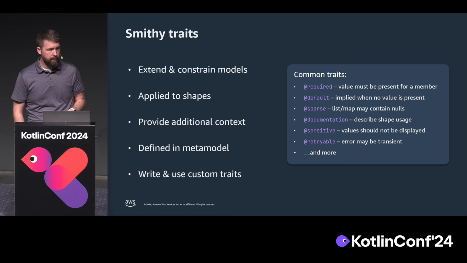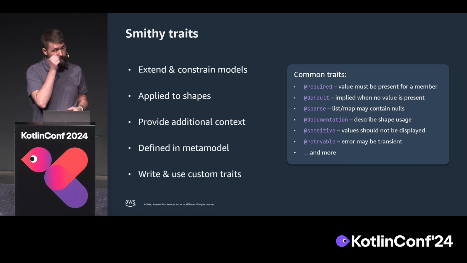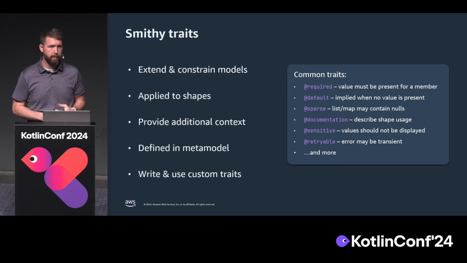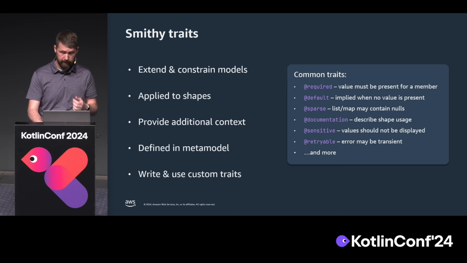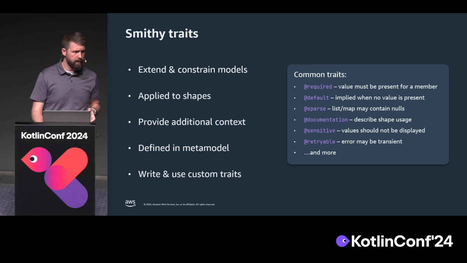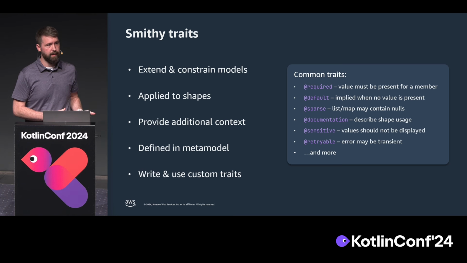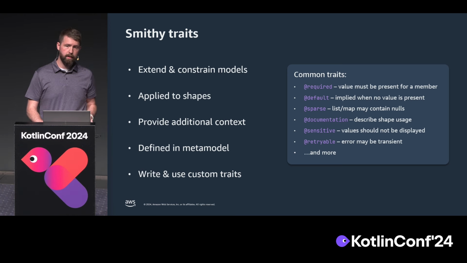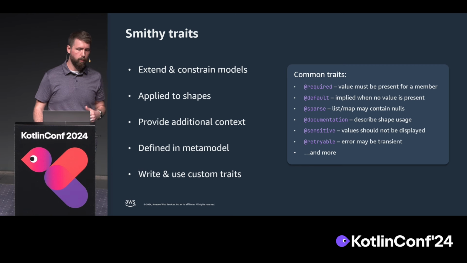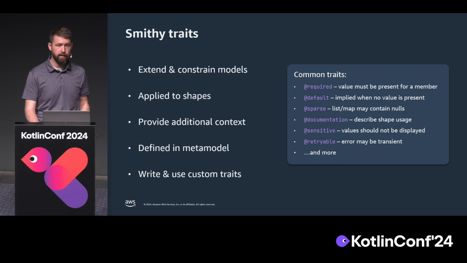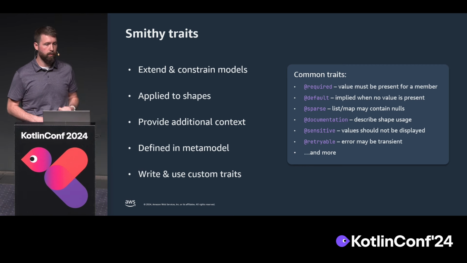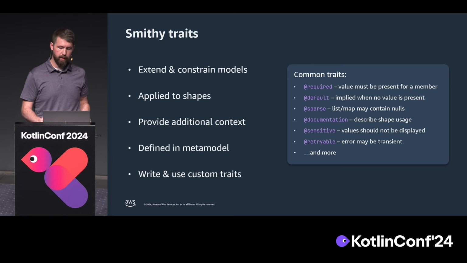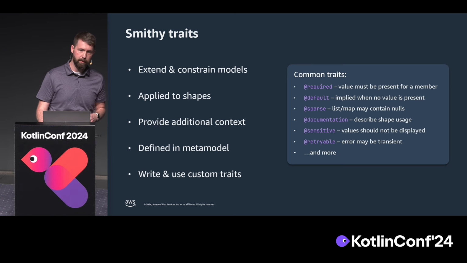All right, let's take a second to talk about traits. Traits are a way to extend or constrain a model by augmenting shapes to provide additional context. Under the hood, traits are just defined in Smithy's IDL. And what that means is that you can actually define your own custom traits to provide whatever kind of validation, linting, or code generation extension you need to fit your domain. And we use this all the time at Amazon and AWS.